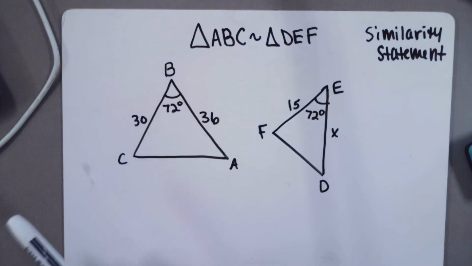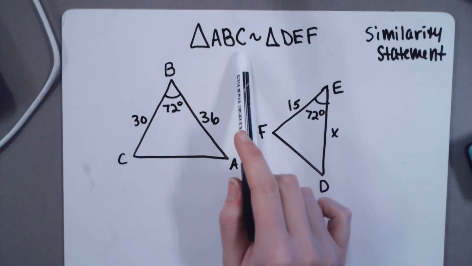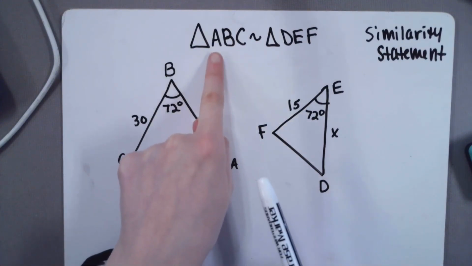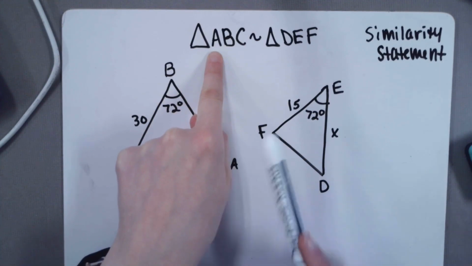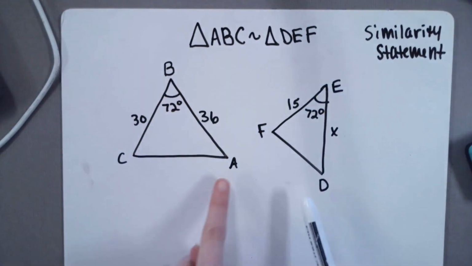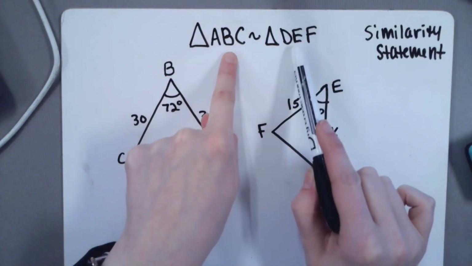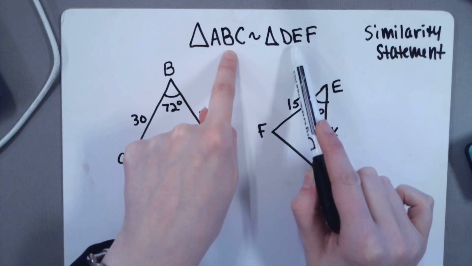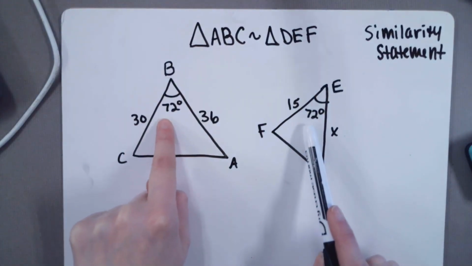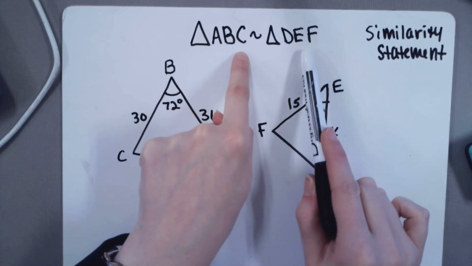The reason similarity statements are helpful is because they show you which angles correspond to which in the different triangles, based on the positions of the letters. So the first letter in this triangle is going to correspond to the first letter in this triangle. So angles A and D are corresponding. The second letter will correspond to the second letter, so angles B and E are corresponding, and we can see that because they are congruent. And then angles C and F are corresponding.